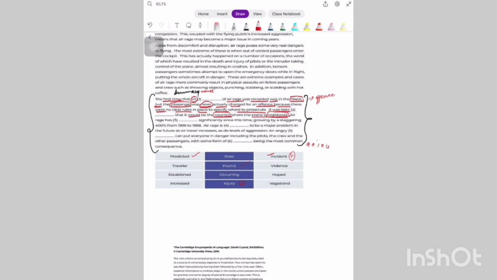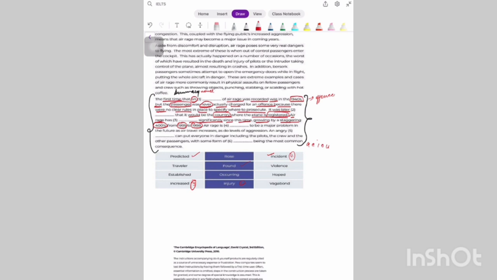Air rage has dash significantly since. So this is a no-brainer, the answer is increased. Air rage has increased significantly since this time, growing by a staggering 400% from 1995 to 1998.